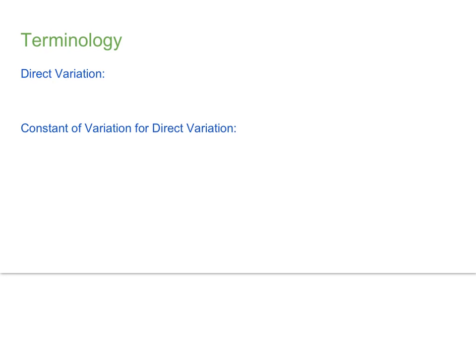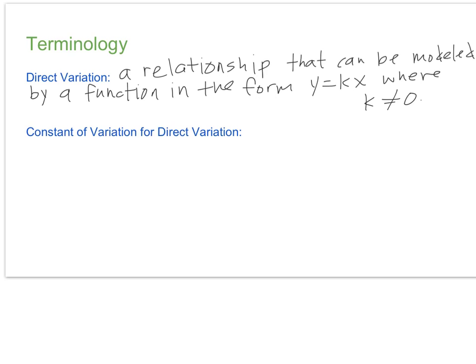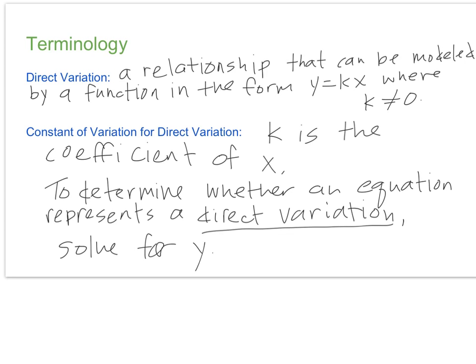Terminology. Direct variation: a relationship that can be modeled by a function in the form y equals kx, where k cannot equal 0. k is the constant of variation for direct variation. k is the coefficient of x. To determine whether an equation represents a direct variation, solve for y.